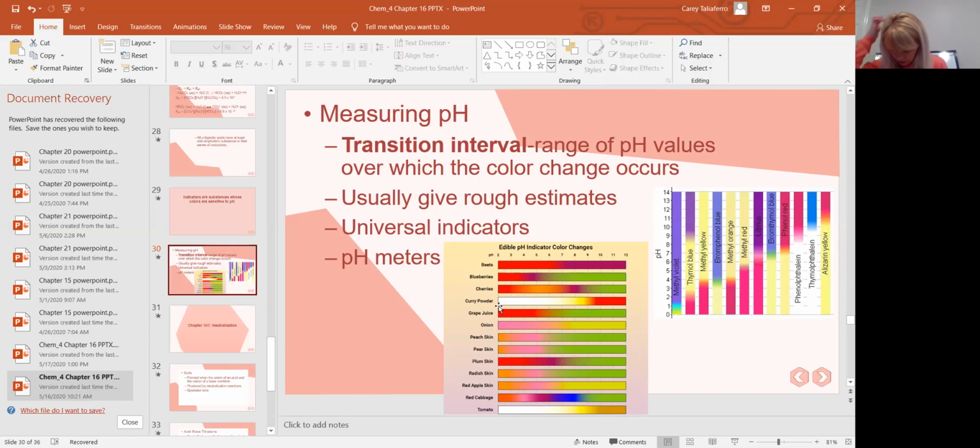But down here, on the bottom of page 423, the graphic towards the bottom of your page in your textbook shows naturally occurring indicators, typically in plants and vegetables. And you can see how those would work. Beets look very similar to litmus in a way, that red to purplish blue transition. But you've got blueberries, cherries, curry powder, very interesting. All of these various substances that are found naturally can also be used as indicators.